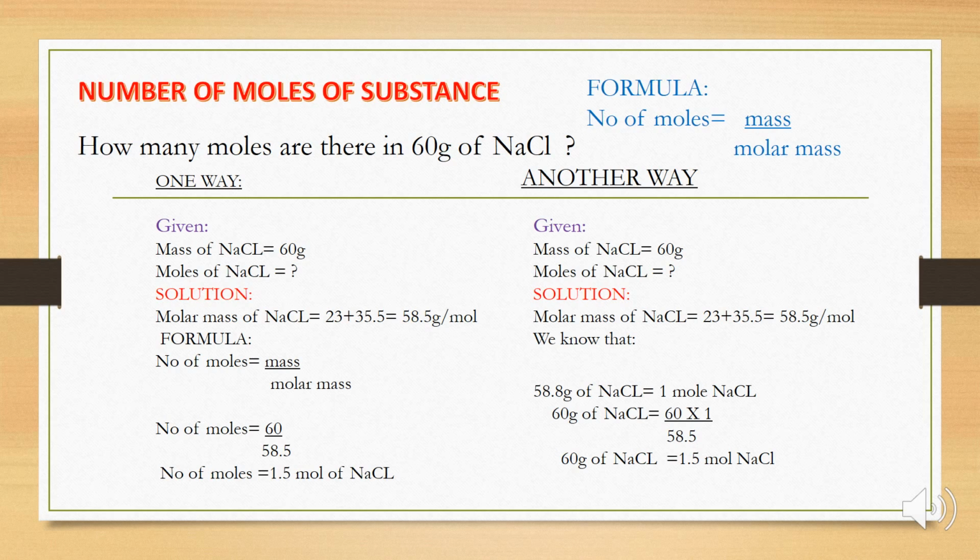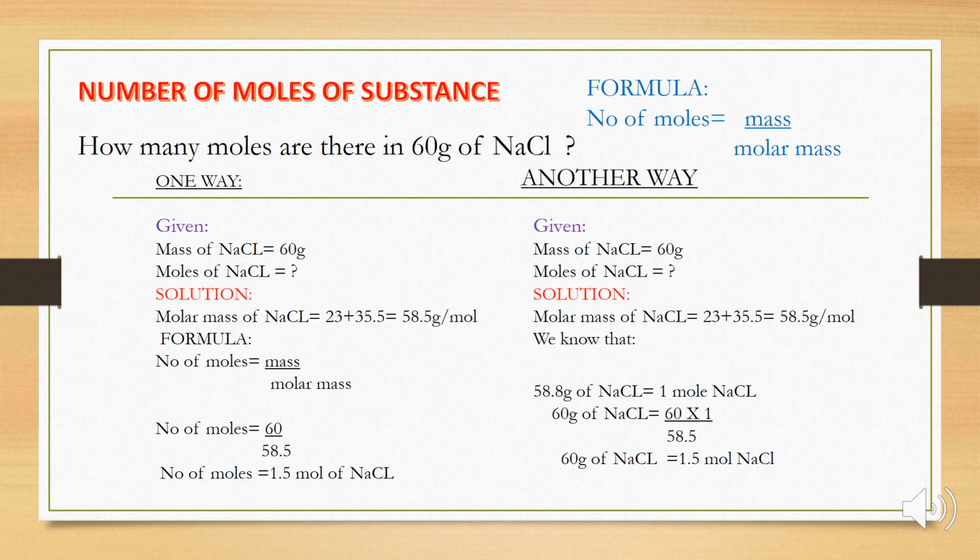So the question is, how many moles are there in 60 grams of sodium chloride? There are two ways to find the number of moles of any substance. The first way is, first of all, we have to write down the given data, that is, the mass of sodium chloride is given as 60 grams, whereas we have to find the number of moles of sodium chloride.